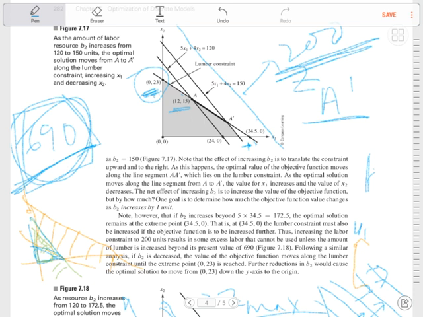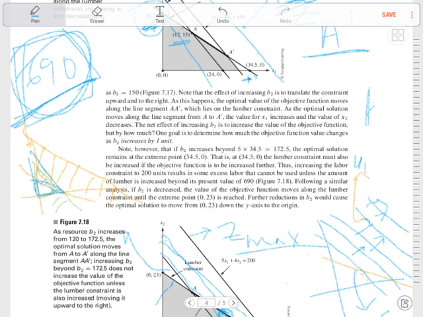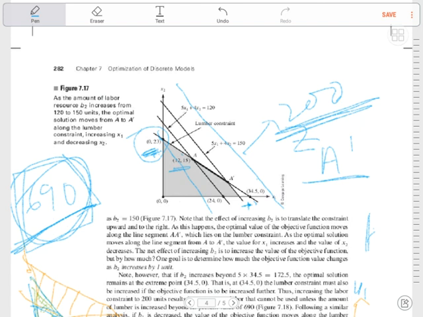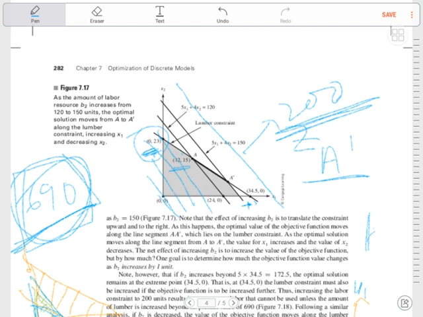In case his labor is going on decreasing, ultimately it should lie along this one, like this. Now with this done, further reductions in B2 would cause the optimal solution to move from 0,23 down the y-axis to the origin. If we move on further, then ultimately we will get no feasible solution. If you just go on moving like this, ultimately the origin will be there. No feasible solution is there. No region is coming, so it will not be done like that.